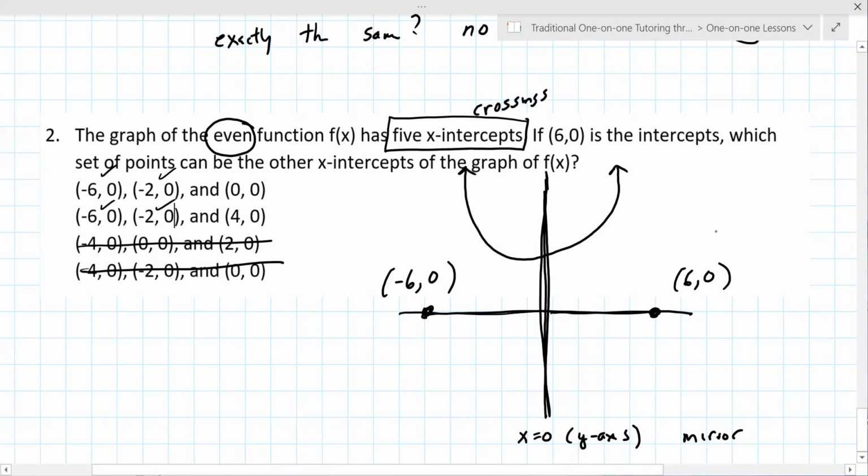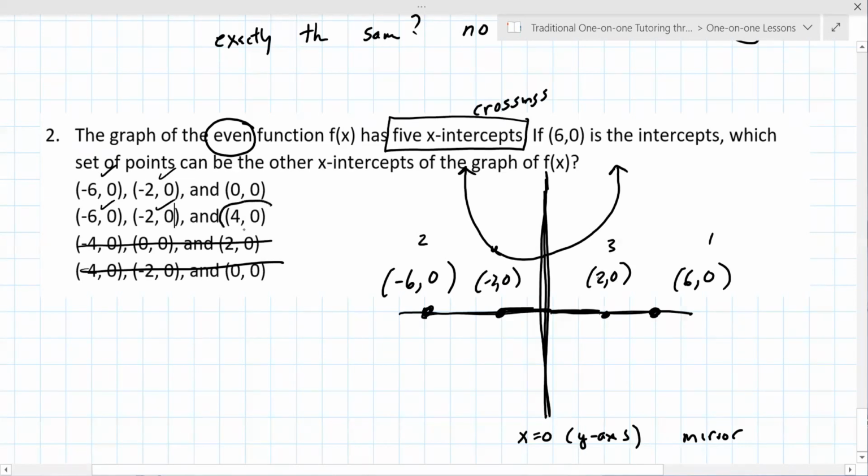So we know this is one of them, and this is another crossing. If we assume there's one at minus 2, 0, where must the other one be? It has to be at 2, 0. If you've got one 2 left, there's also one 2 right. That's what the second point is saying. So that's 3 and that's 4. 1, 2, 3, 4, right? So we've got 4 of the 5.